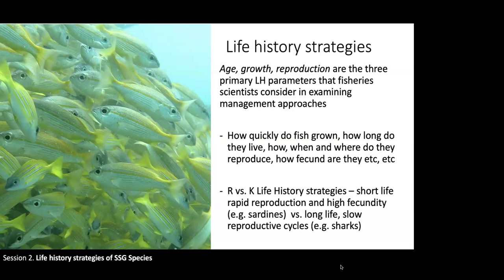And I'm sure you've heard of R versus K life history strategists, which is a shorthand for those that have a short life, rapid growth, rapid reproduction and high fecundity, such as sardines, versus long life, slow growth, slow reproductive cycles, such as sharks. Very different strategies in terms of life history. So for this workshop, reproduction is obviously a key life history strategy for us to focus on. But also it is closely linked to how resilient a species is to fishing.